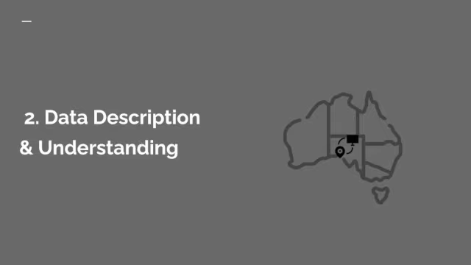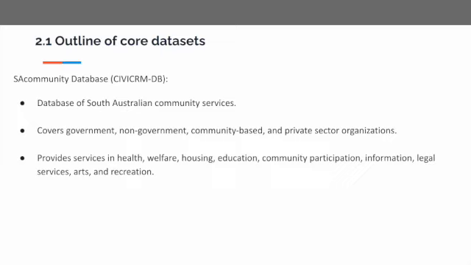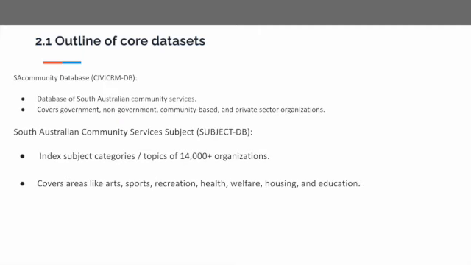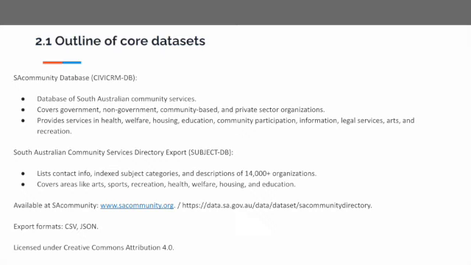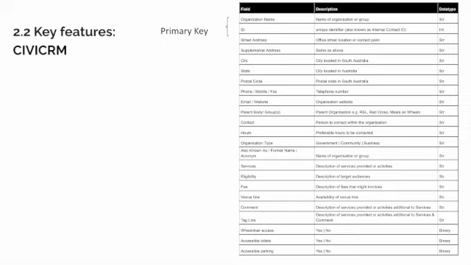Next, let's explore the datasets. Allow me to introduce the SA community dataset, or call it CVCRM-DM for short. It is a repository of South Australia community services covering different sectors. Complementing this dataset is SubjectDB. This explorer categorizes over 14,000 organizations, covering different areas. The access to SA community dataset and subject dataset is available through the SA community website and also the SA government data portal. Here shows the key features from the CVCRM dataset.